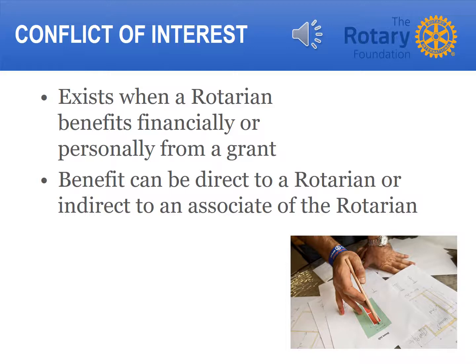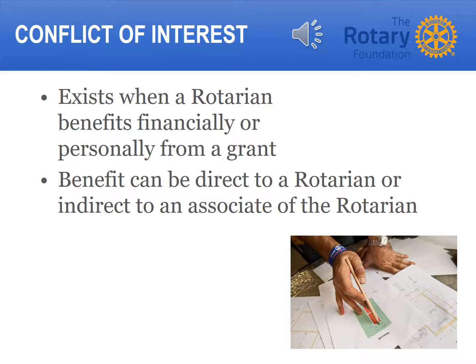Financial benefits could be receiving grant funds for being a project manager or receiving grant funds as a vendor for the project. Personal benefits could be receiving a promotion, getting business referrals, gaining publicity, or improved social standing. Associates could include family members, friends, other Rotarians, personal acquaintances, colleagues, or even business partners.